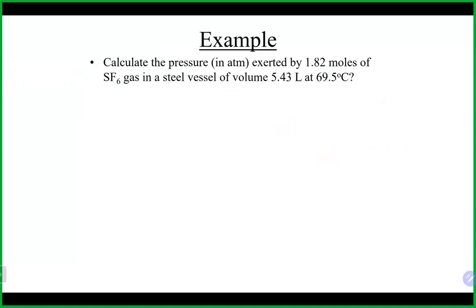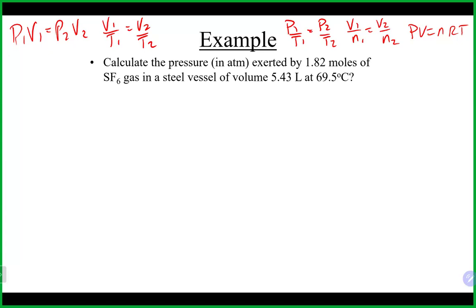All right, let's try one here. Calculate the pressure exerted by 1.82 moles of SF6 gas in a steel vessel at 5.43 liters and 69.5 degrees Celsius. Okay, so let's take a look. So once again, we're looking for a pressure here.